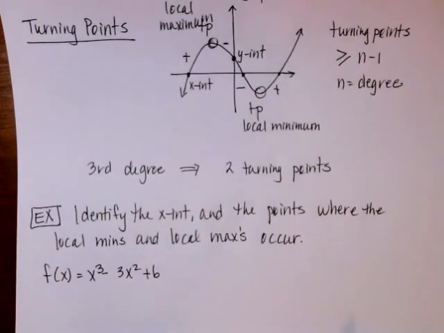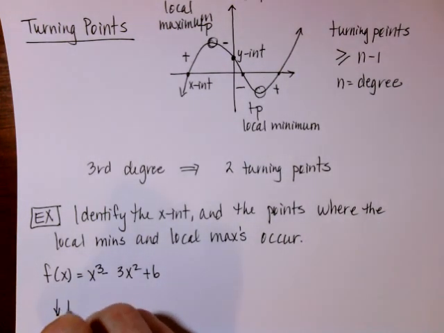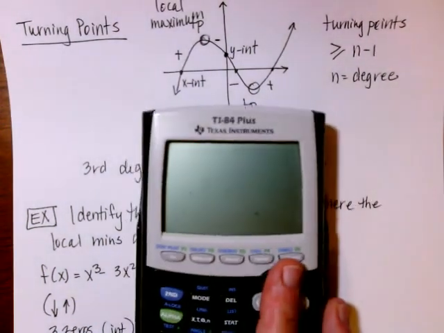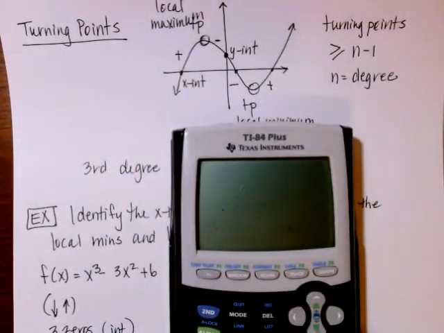Alright, so we do know quite a bit of information about our graph. I know that my end behavior is down and up because it's a cubic function. I know that I'm going to have 3 zeros, which means I'm going to have 3 intercepts. Okay? And then I also know that I'm going to have 2 turning points. So now I'm going to graph this on my grapher.